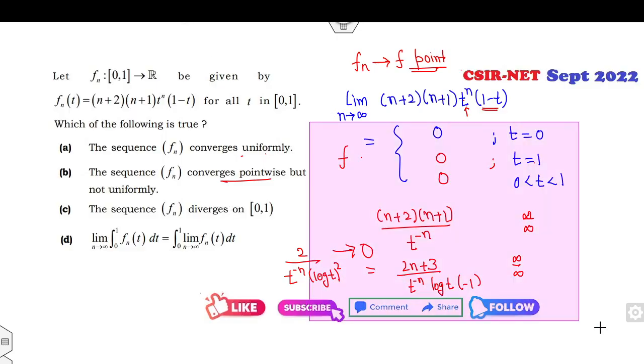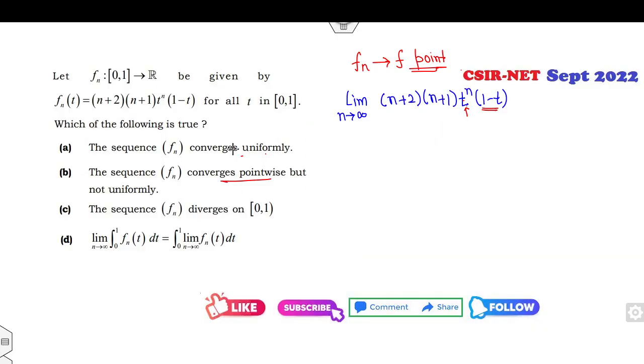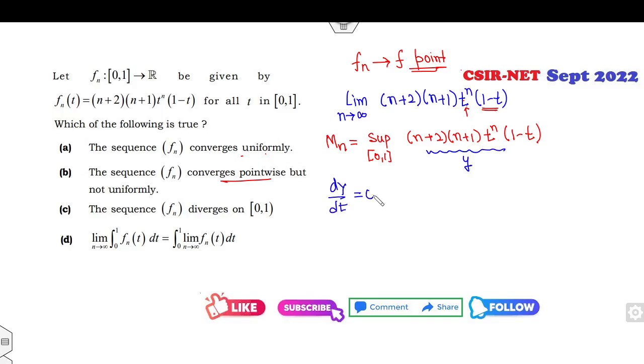Now, how can you check the uniform convergence? For the uniform convergence, I can apply the Mn test, the supremum over the domain 0, 1, of n plus 2, n plus 1, t raised to power n, 1 minus t. Fine. Now, how can you find the supremum of this? So I consider this value as my y. I can differentiate this with respect to t and put it equal to 0.